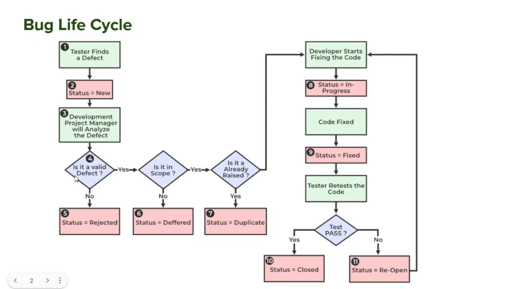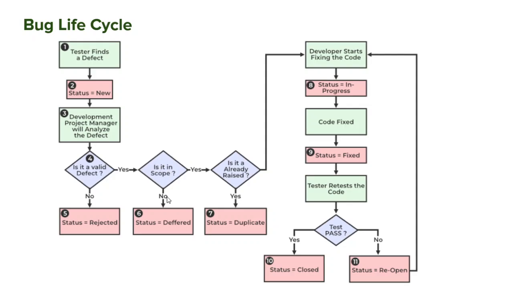Now, what are the reasons for which the issue can be rejected? If you remember last session, we have discussed some of the resolutions. For example, if it is not in scope. So in that case, they can reject it by saying that it is not in the scope. They will also check if it's a valid defect, yes, and they will check if that issue is in the scope. If it is yes, then they will check if that issue is already raised. If that issue is already raised, then they will mark it as a duplicate issue.